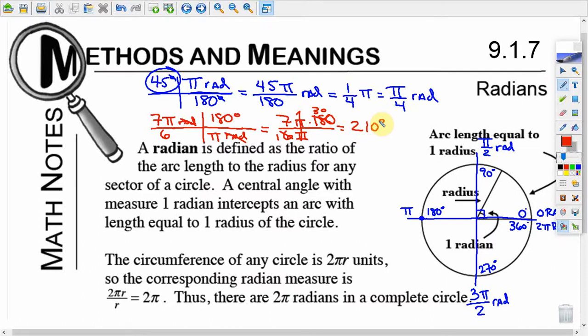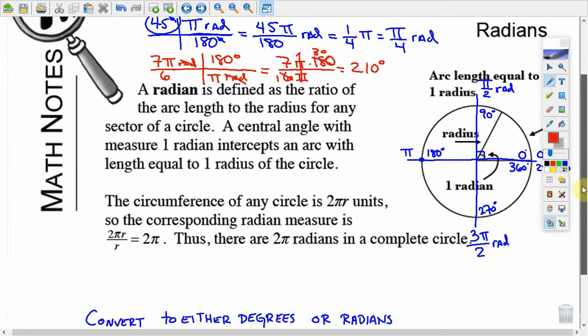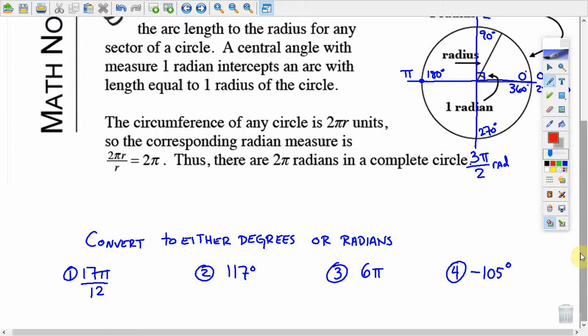Alright, so I'm going to leave a couple for you guys to do down at the bottom. I would like you to convert to either degrees or radians, depending on what the starting unit is. So in number 1, we have this in radians. We'd like to convert that to degrees. Number 2 is in degrees. We want to convert it to radians. Number 3, we're back to radians. We want to convert that to degrees. And number 4, we have in degrees, and we want to convert to radians.